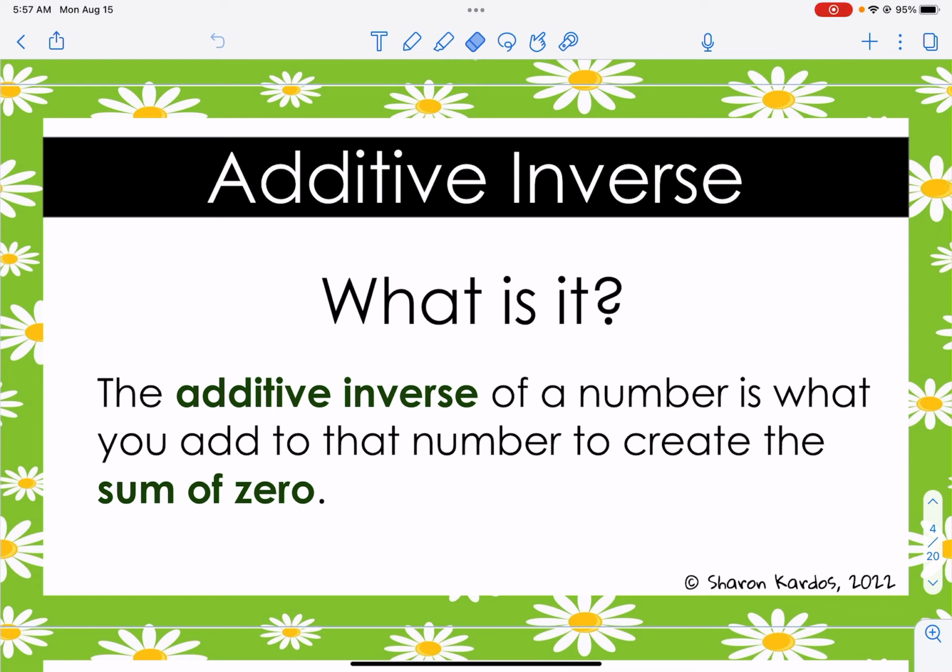What is it? Well, the additive inverse of a number is what you add to that number to create the sum of zero. So an important word today in our lesson is going to be zero. Sum is just another word for add. So if I add two numbers together, do they make zero? If they do, they're going to be additive inverses. If they don't, they're not additive inverses.